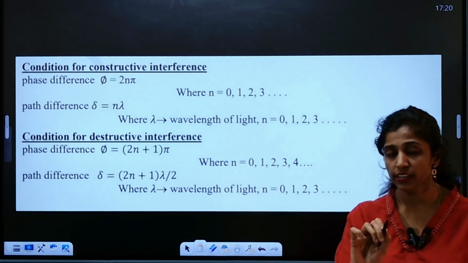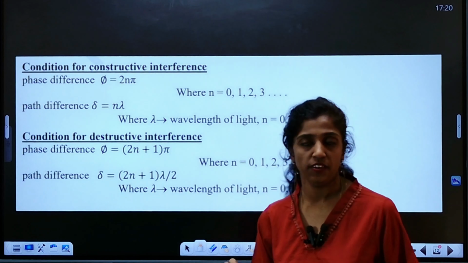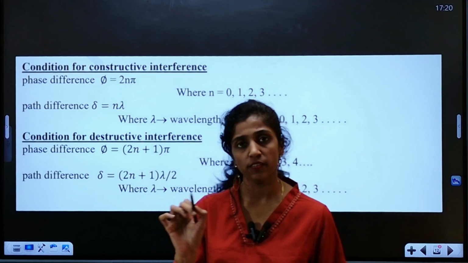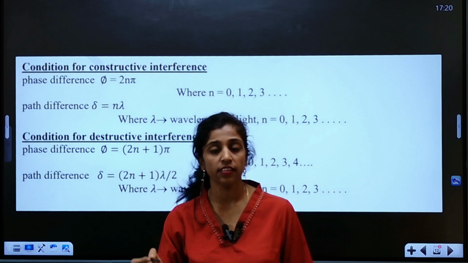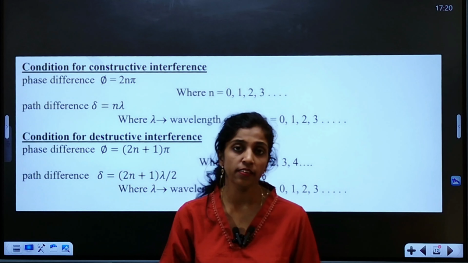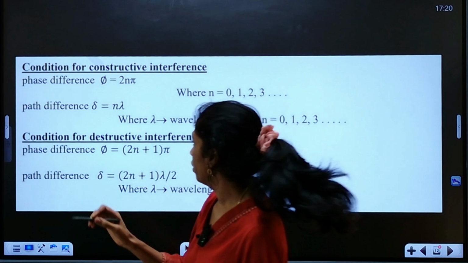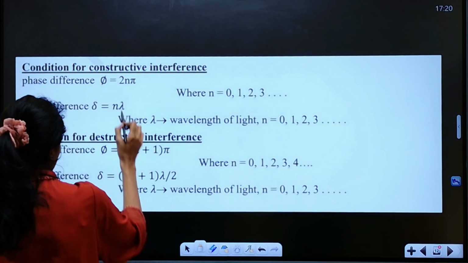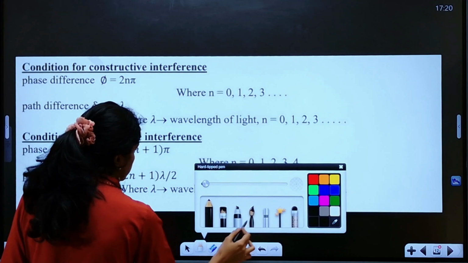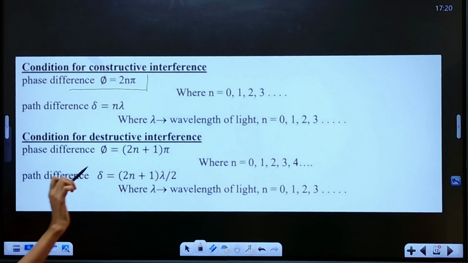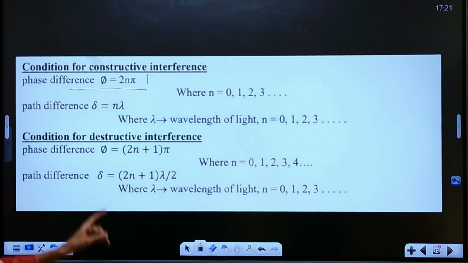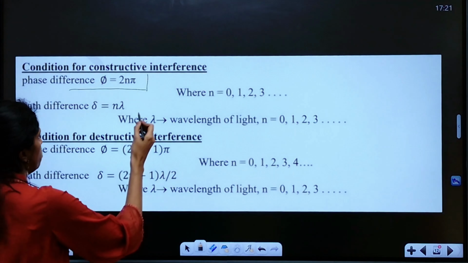Most important are the conditions for constructive and destructive interference. Constructive interference means that whenever there is interference, there is maximum intensity, and bright bands are formed. These are the phase difference formulas. For constructive interference, the phase difference is phi equals 2n pi. Please remember the phase difference.